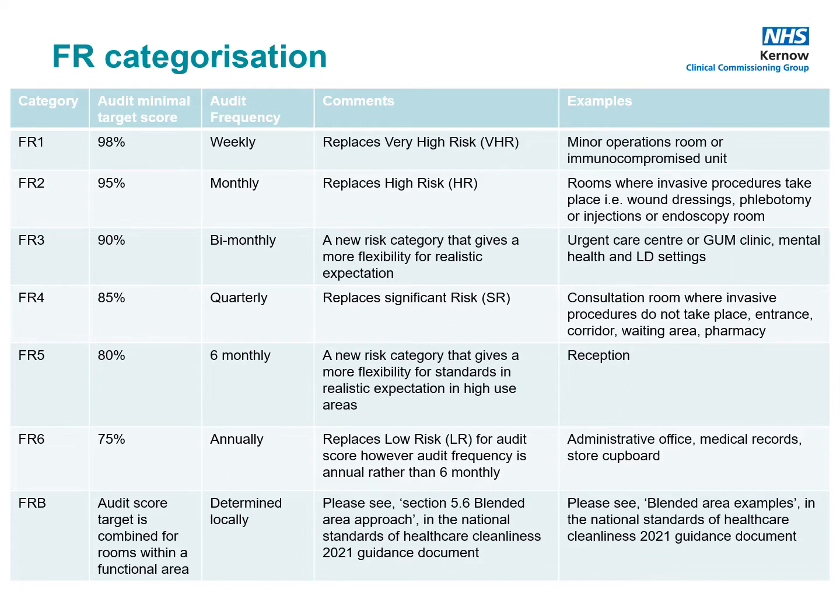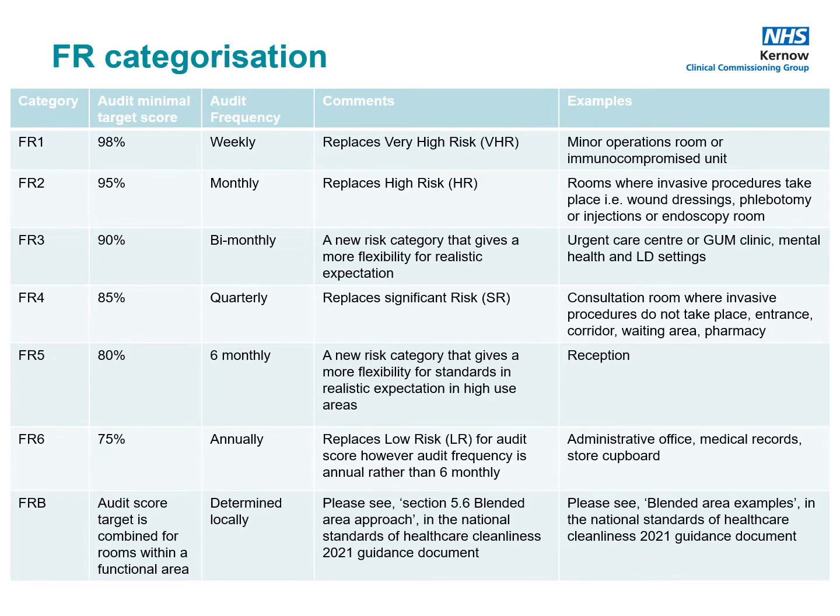An example of a functional risk 3 area would be a mental health area or a learning disability setting. It would be expected to be audited bi-monthly with a minimal score of 90%. Examples of functional risk 4 area would be a consultation room where invasive procedures don't take place, an entrance, a corridor, a waiting area, or pharmacy. It would be expected to be audited quarterly with a minimal score of 85%. An example of a functional risk area 5 would be reception, with the expectation of being audited 6 monthly with a minimal score of 80%.